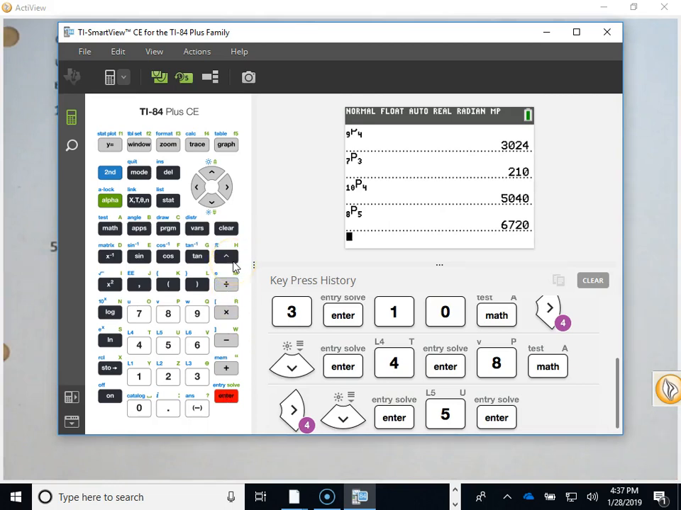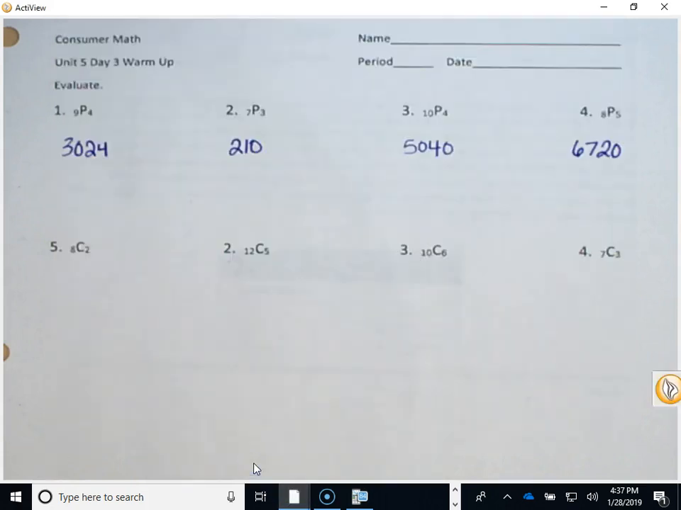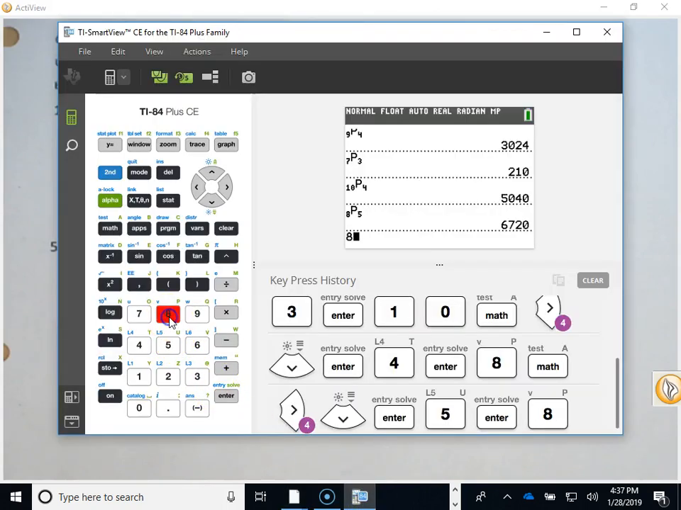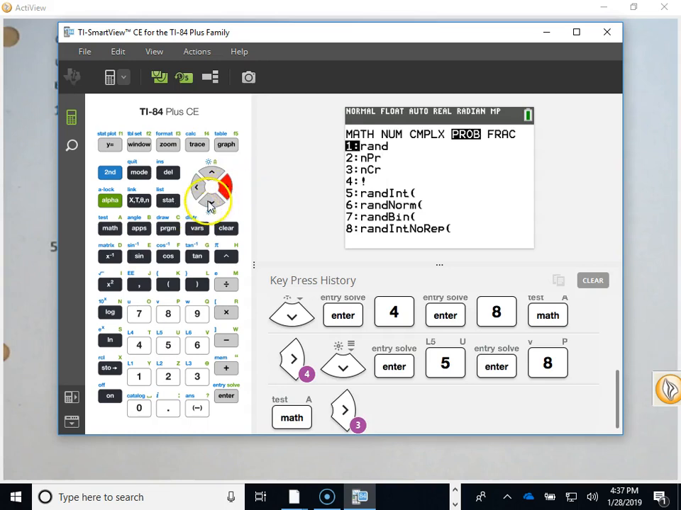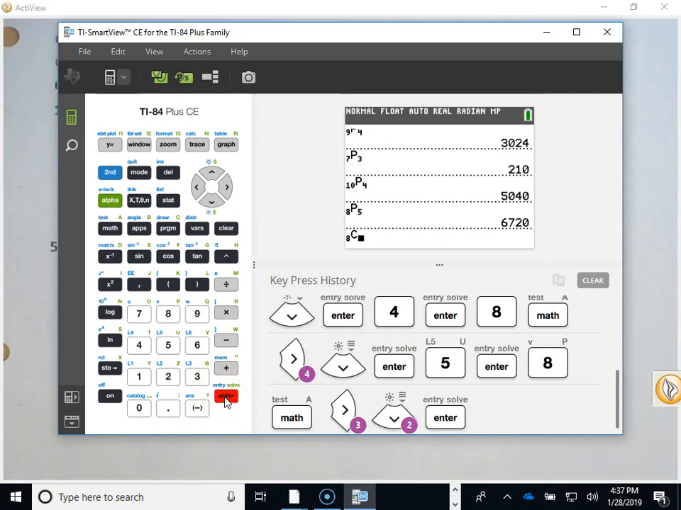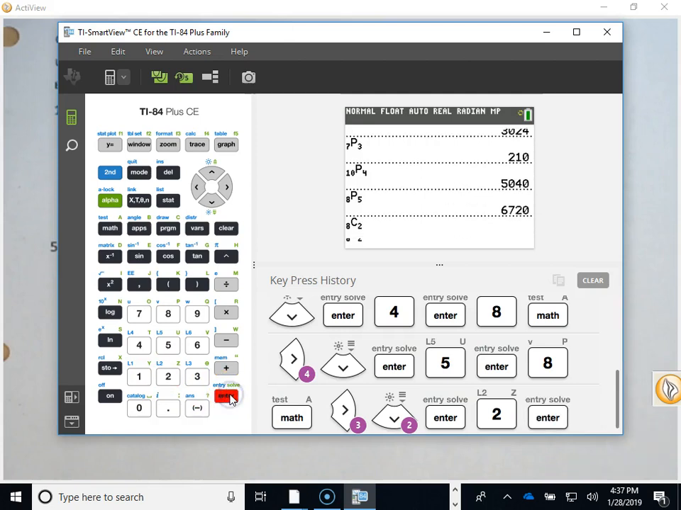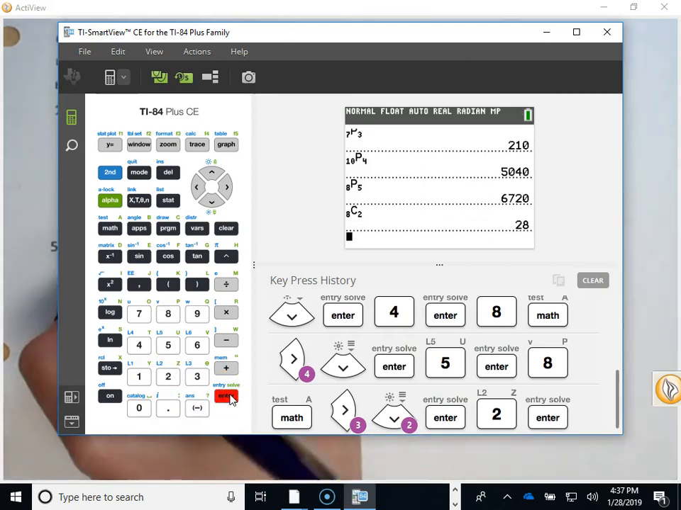All right, now we're going to do combinations for our second row. So we're going to do 8 and then 2. So 8, math, over to probability, just like we've been doing with permutations, but this time you're going to go down to the third line for combinations where it says nCr. Hit enter, because that's the one we want to use, and then type in 2 and enter. And we get 28.